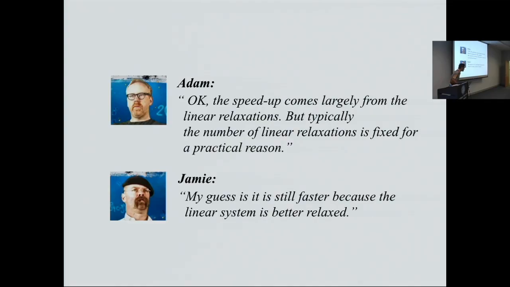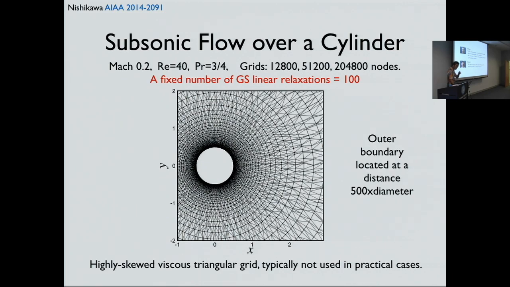So the first test case, I fixed the tolerance and reduced the residual by 1 order. But like he says, typically the number of linear relaxations is fixed for practical reasons. You don't want to spend too much time on relaxation. But my guess is it is still faster because the linear system is better relaxed, with a better condition number. So the second test case is a cylinder. Now the Gauss-Seidel linear relaxation is fixed at 100. That's it.